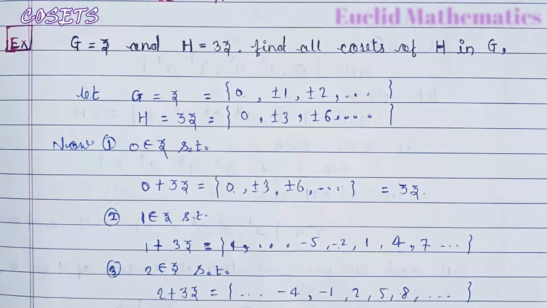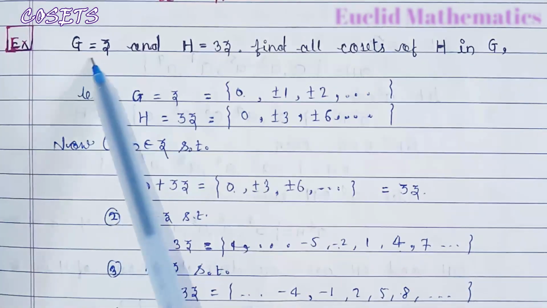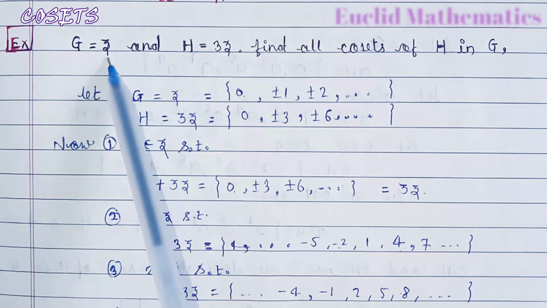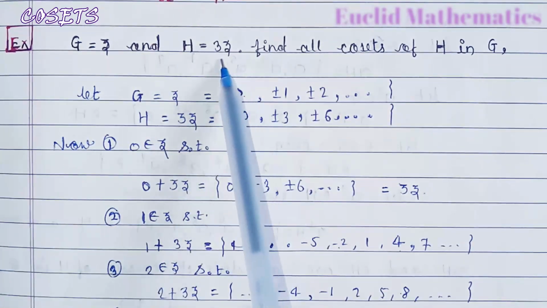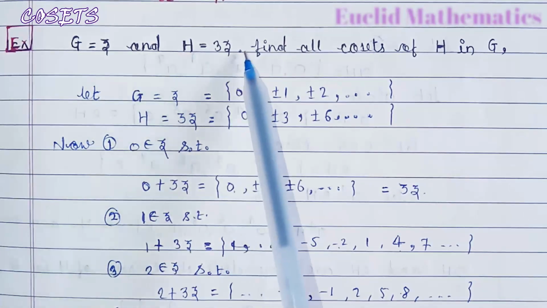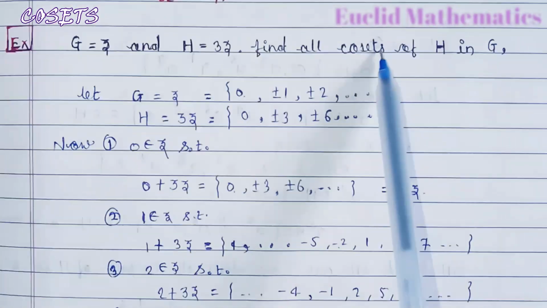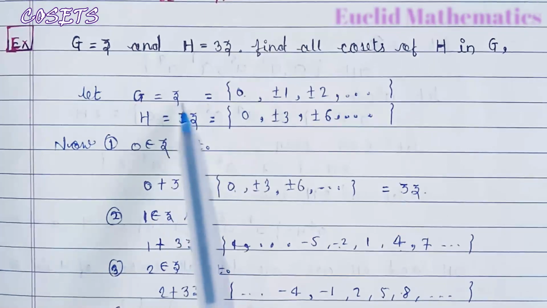Here is our first example. I consider group G as Z, the integers, and subgroup H as 3Z, which is a subgroup of Z. Find all cosets of H in G. That means we want the cosets of our group G. So G is given by this set.